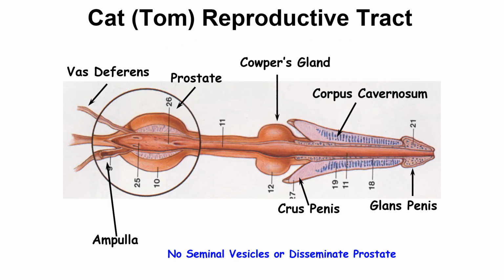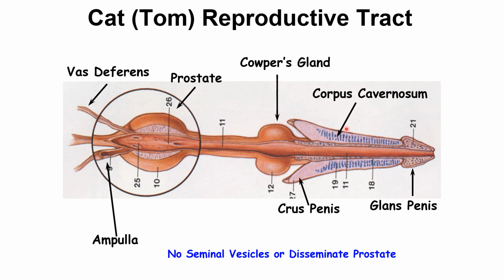So we also have here the cat or the tom. We start here with the vas deferens or the ductus deferens. We also have here the presence of the ampulla, then the colliculus seminalis. We also have here the body of the prostate. In the tom, there is no seminal vesicle. There is no disseminate part of the prostate, only the body of the prostate. We also have here the presence of the Cowper's gland. Of course, there are two.